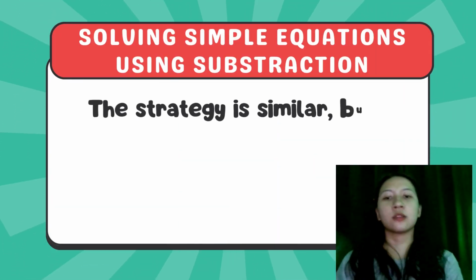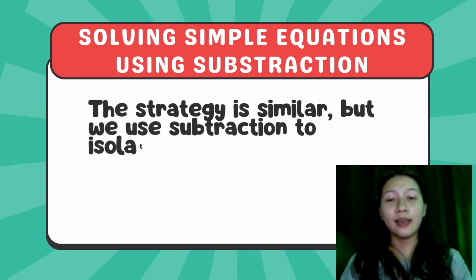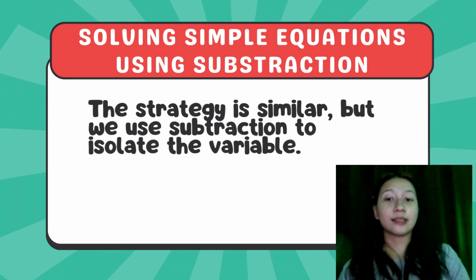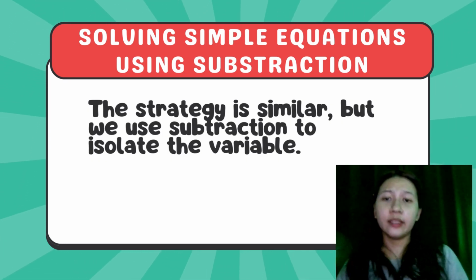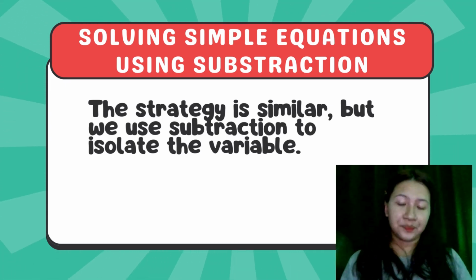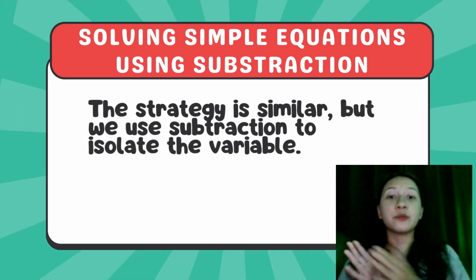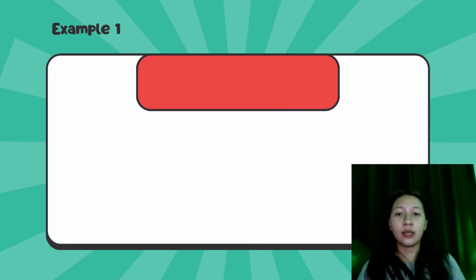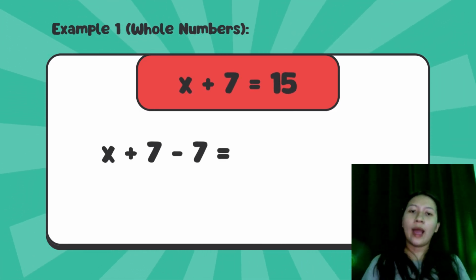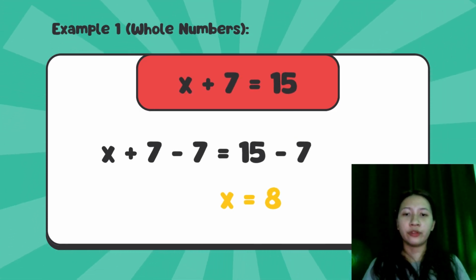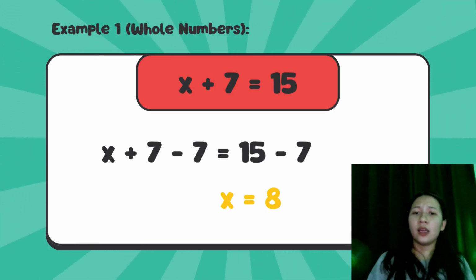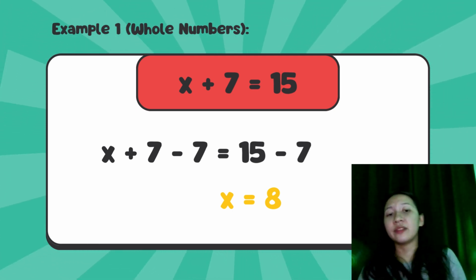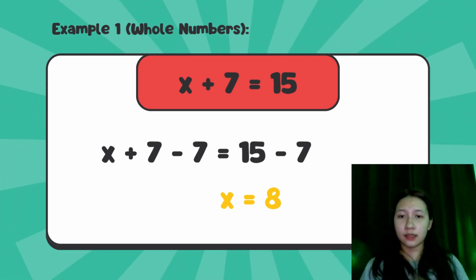Now that you understand solving simple equations using only addition, let's proceed to solving simple equations using only subtraction. The strategy is similar, but we use subtraction to isolate the variable. An example with a whole number: x plus 7 equals 15. Something plus 7 equals 15. To find the something, we take away the 7 from both sides.